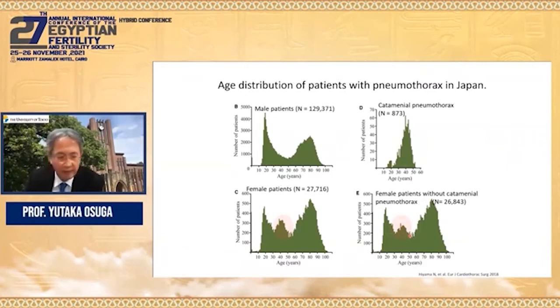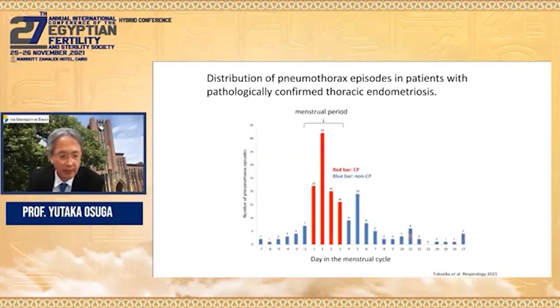Why? I think that catamenial pneumothorax is often underdiagnosed because the patients are usually treated by internists and chest surgeons who are not so familiar with the diagnosis of catamenial pneumothorax as gynecologists. Another reason is that endometriosis-related pneumothorax happens not only during the menstrual period. Here's the distribution of pneumothorax with pathologically confirmed thoracic endometriosis. You can see some cases of endometriosis-related pneumothorax occurring outside the menstrual period.